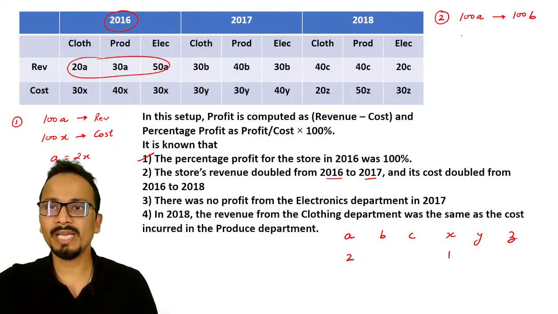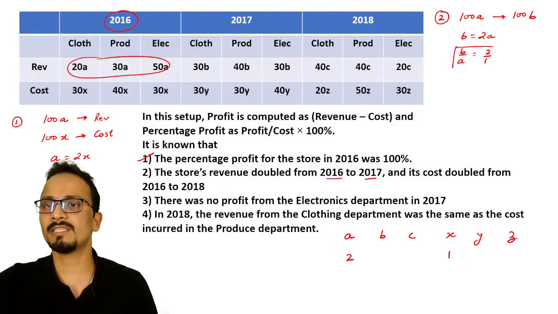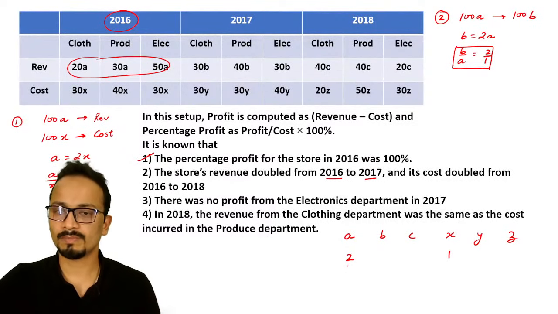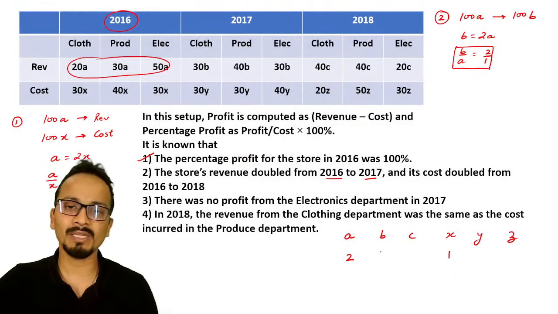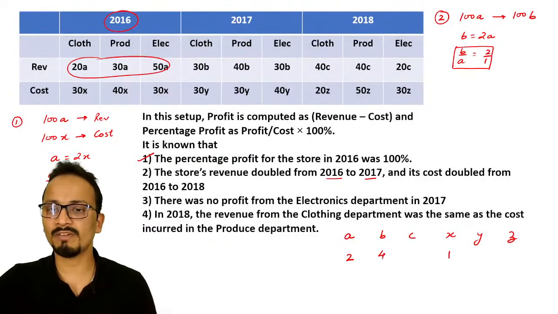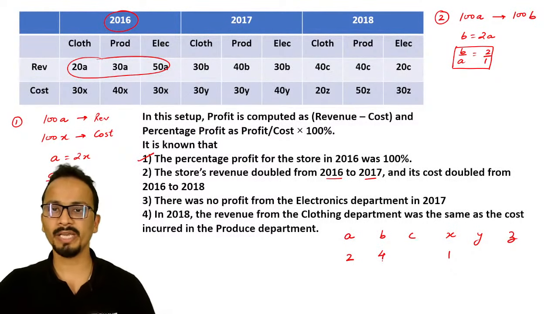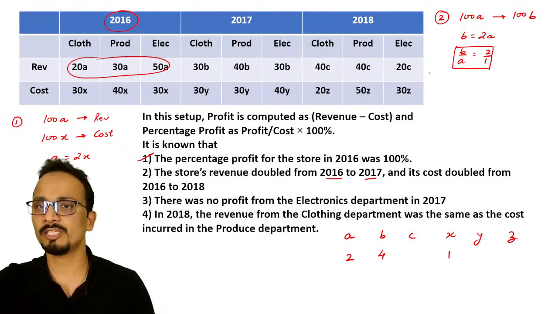Okay, so in this case, B will be equal to twice of A. So B upon A will be equal to 2 upon 1. Alright, now the value of A is 2. So if the value of A is 2, the value of B has to be double that value. So I'll put the value of B as 4. Alright, okay, so I've got the relation between A, B and X up till this point.